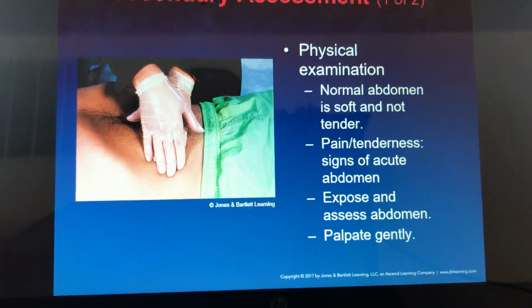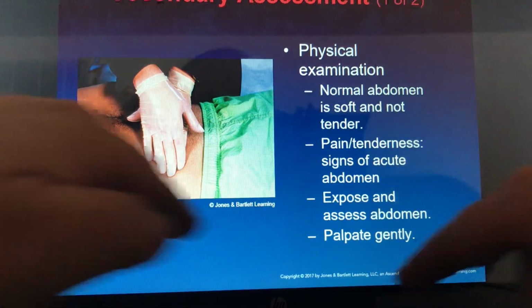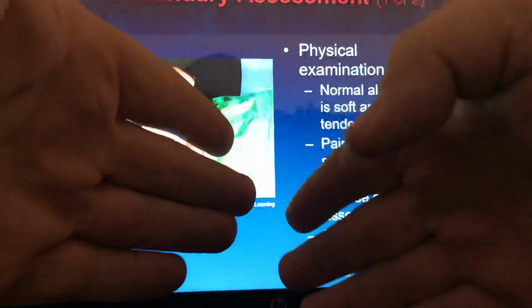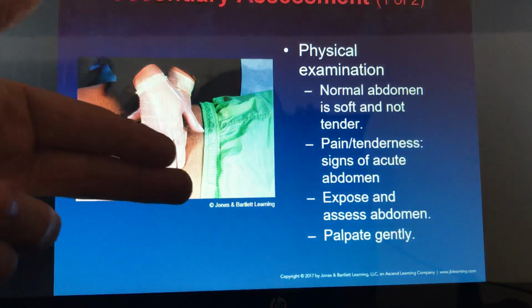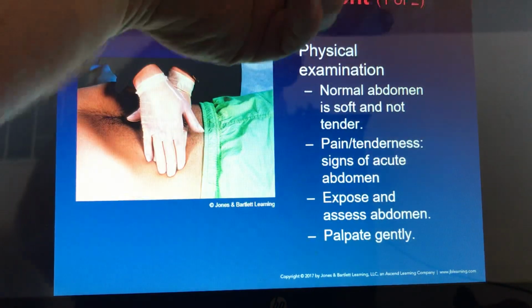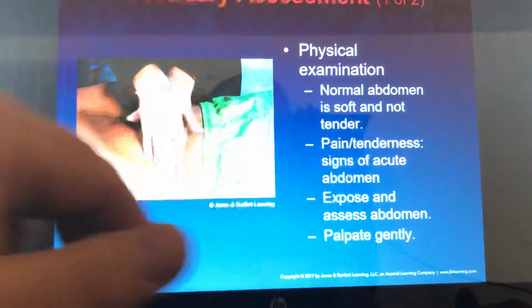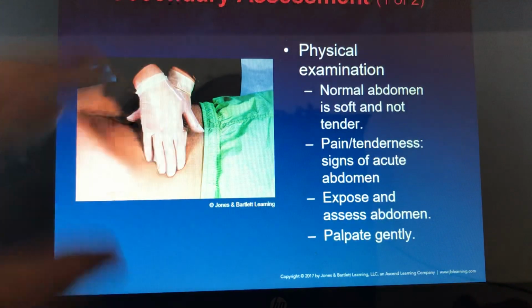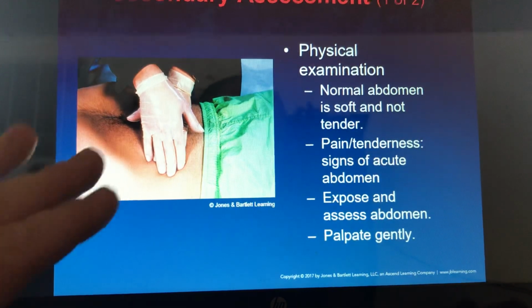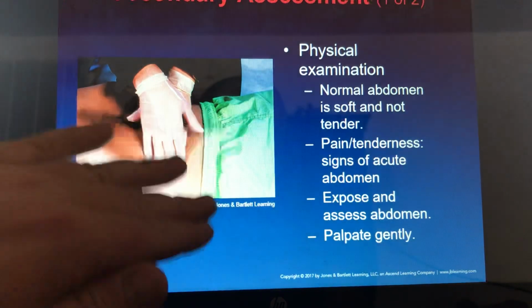So when you do your physical exam for an abdominal patient, let's just say you're screening the four quadrants: right upper quadrant, right lower quadrant, left upper quadrant, left lower quadrant. Wherever they have the pain, it's usually going to be in a quadrant area. You don't want to start palpating there.